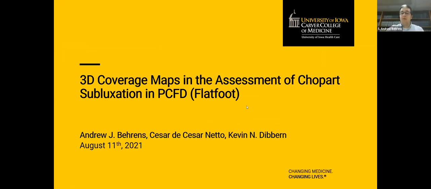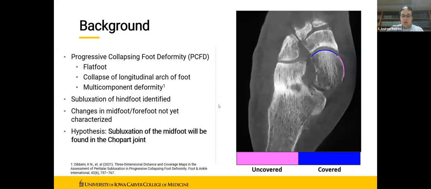Hello, thank you very much for the introduction. I'd like to thank my co-authors for their assistance with this study. Progressive collapsing foot deformity, commonly referred to as flat foot, is characterized by the collapse of the longitudinal arch of the foot. Recent evidence has identified it as a more complex, multi-component deformity. Previous research has focused on two-dimensional analysis of midfoot changes. This is the first study to analyze and quantify these changes in three dimensions.